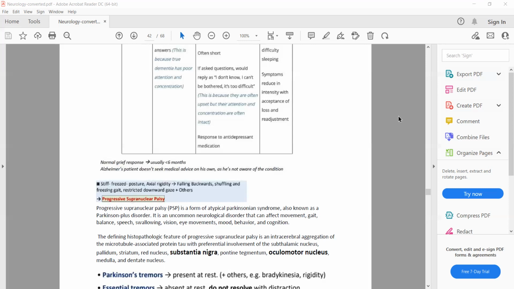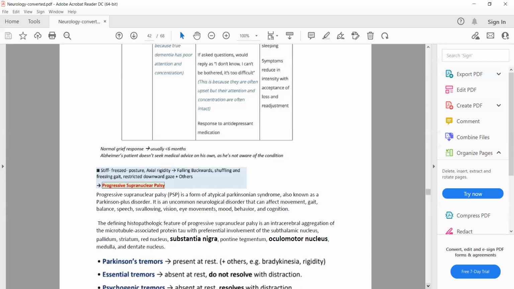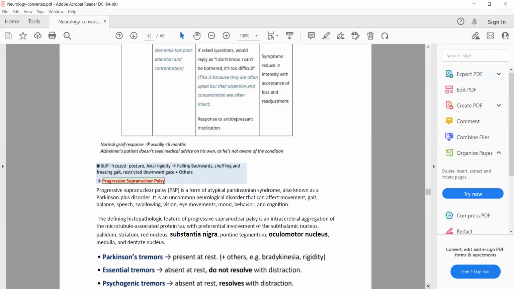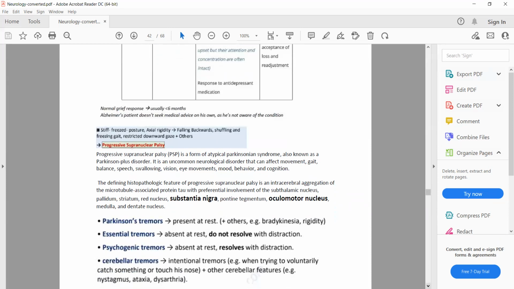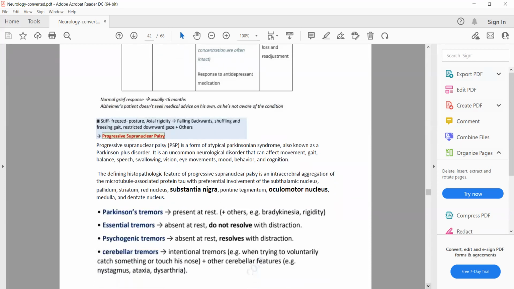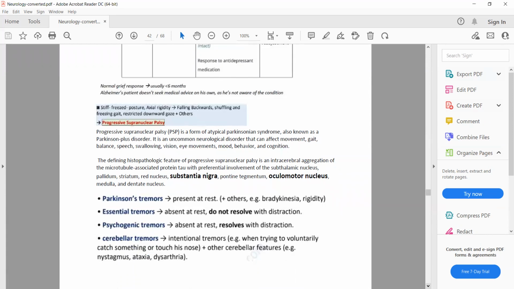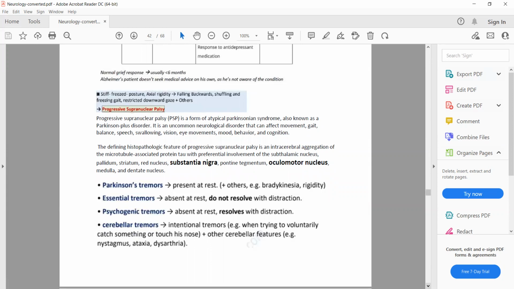Parkinson plus features include oculomotor nerve nucleus injury as well as injury to the other areas of the brain, which can result in affecting the gait, balance, speech, swallowing, etc. So a person with features of Parkinson plus restricted downward gaze, the diagnosis will be progressive supranuclear palsy.